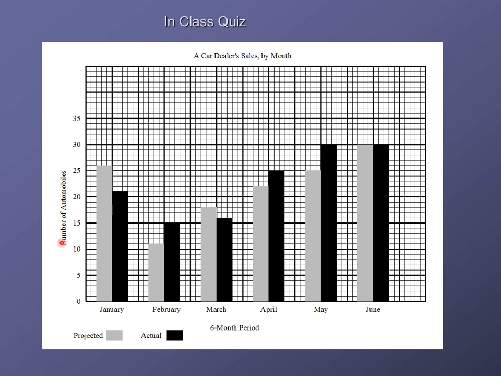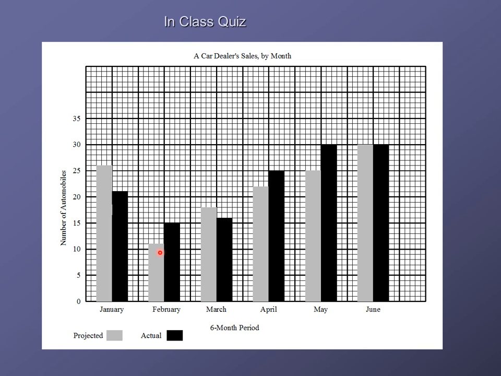So here, if you look at this one, all the gray bars are the projected ones, and the black ones are the real sales. For example, in January, can you see, the projected was 26. It's 25, and between 25 and 30 there are 5 minor ticks, so each one is 1. It's 26. So their projected was 26, but actually they were able to sell 21, right?